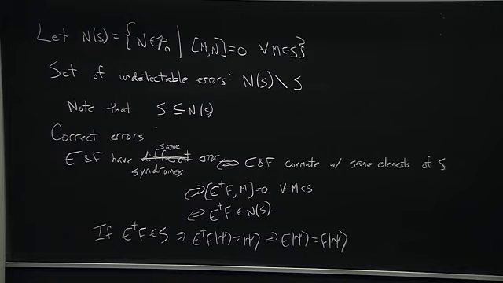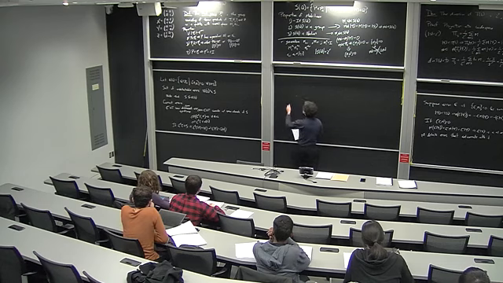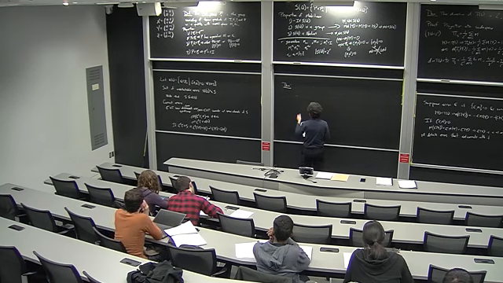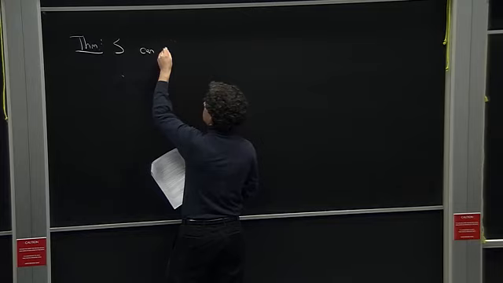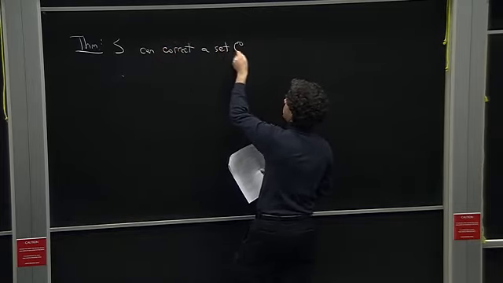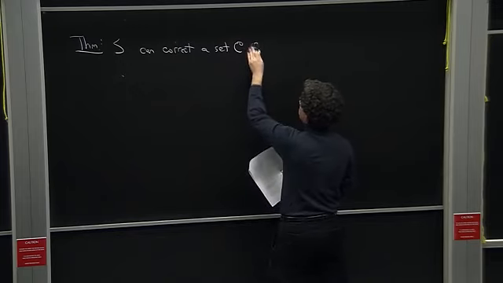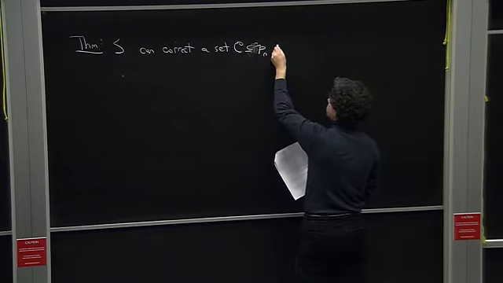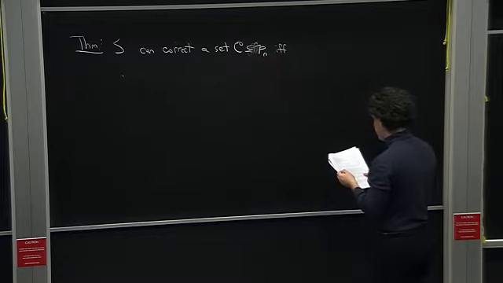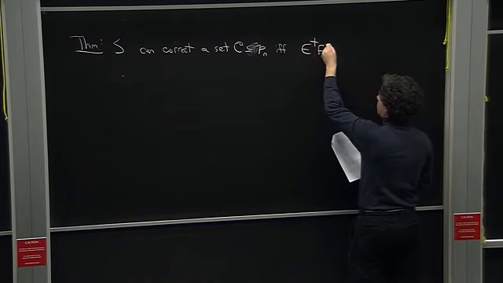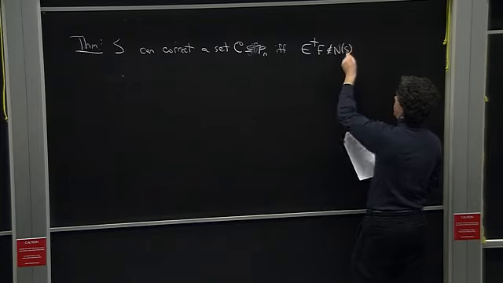And so that leads us to the main theorem of stabilizer codes. So a stabilizer code defined by the stabilizer S can correct a set E of errors, which is a set of Pauli errors, if and only if E dagger F is never in N of S minus S.